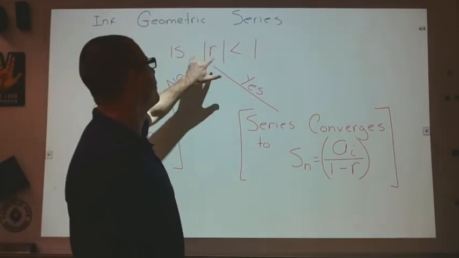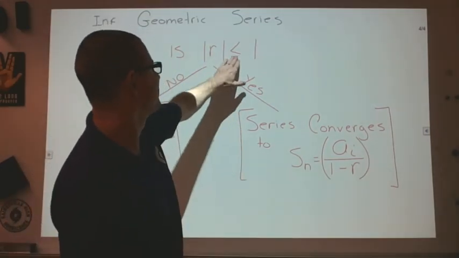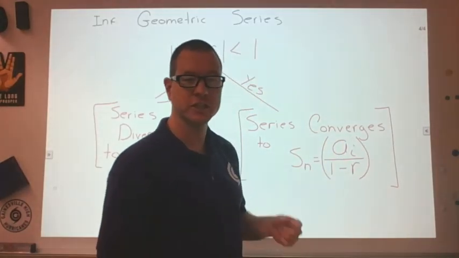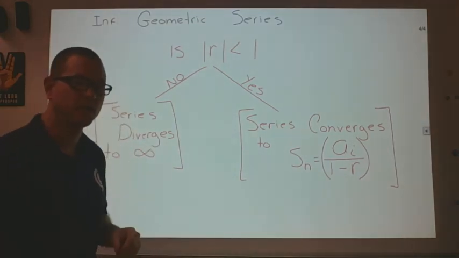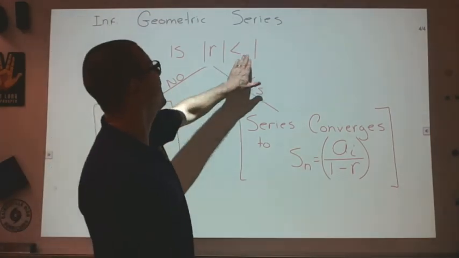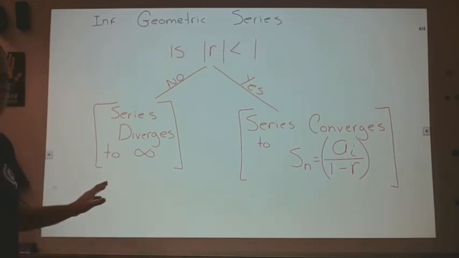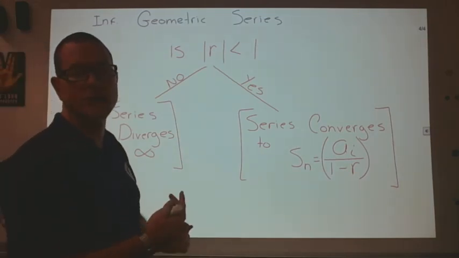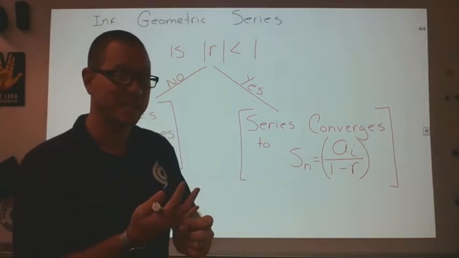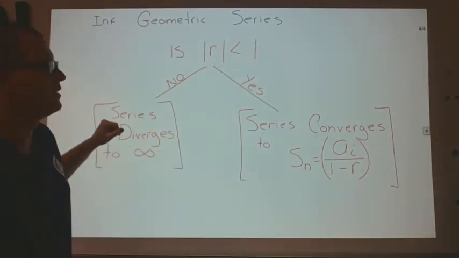and the absolute value of the ratio, remember that's just the exponential base, is less than 1, then the series will converge and your formula is just the initial term divided by 1 minus the ratio. Very, very simple. If the absolute value of the ratio is not less than 1, the series just diverges to infinity, you're done. So the first thing you have to check is, is it geometric? If it is, and you have infinitely many terms, is that ratio less than 1? And then just follow this path.